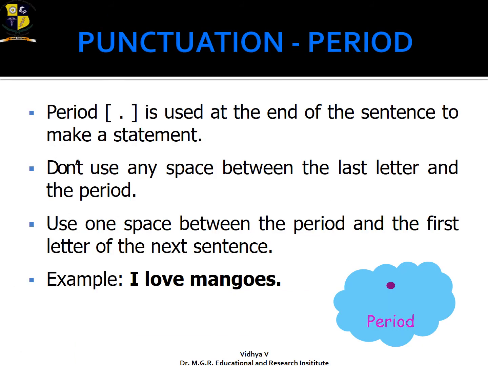The first punctuation is the period or full stop. It is used at the end of a sentence to make a statement. Don't use any space between the last letter and the period, and always use one space between the period and the first letter of the next sentence. As you can see in the example, I love mangoes, there is no space after the s, that is the last letter of the word. Please don't leave a space. If you want to start another sentence, you leave one space after the full stop or period, and you start the next sentence.